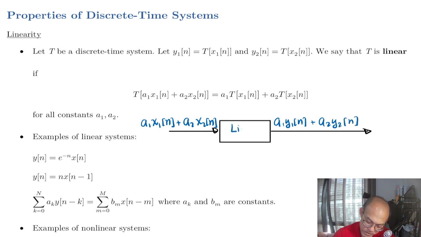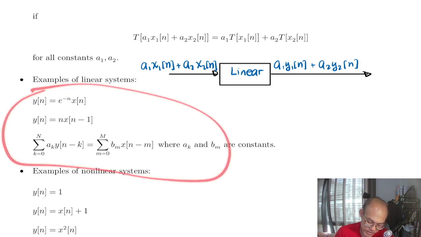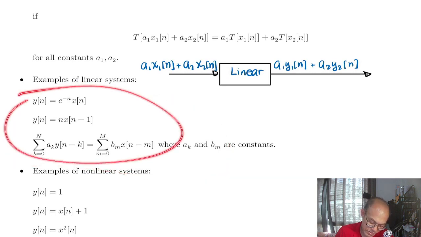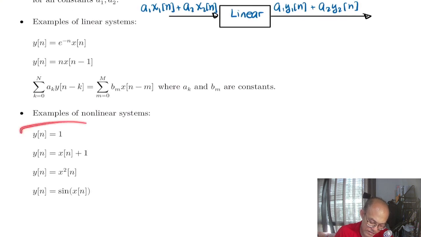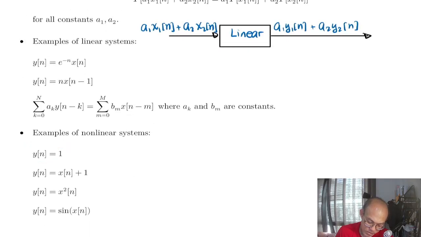If we have the linear system here. Okay, now these systems are linear. These are examples of linear systems, and these are not linear systems. You see this one, I would like to point it out, this one.